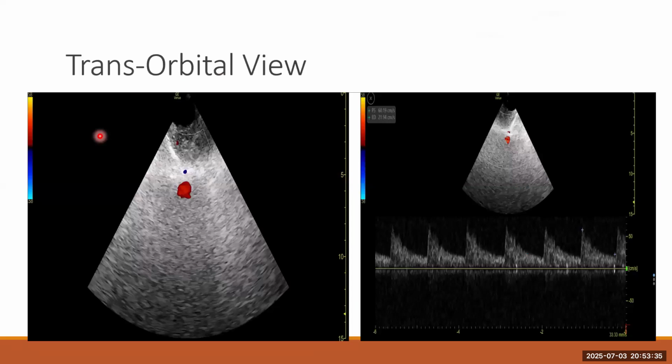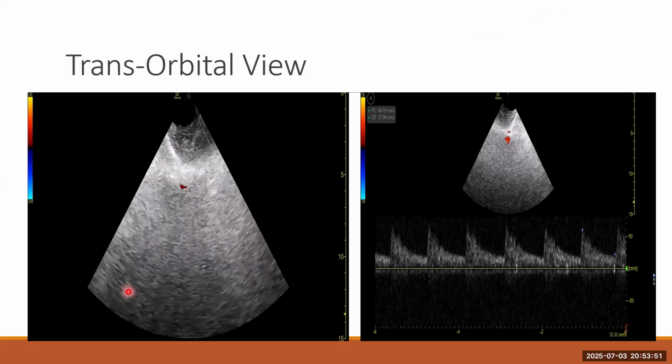So coming to, as I told, the most sensitive and important insonation, that is the transorbital, which we need to keep in mind regarding the power, the mechanical index and the thermal index. Anywhere between 4 to 6 centimeters indicates the ophthalmic artery, whereas beyond 6 centimeters, it is the carotid siphon. So in the transorbital window, we insonate both the ophthalmic artery and the carotid siphon.